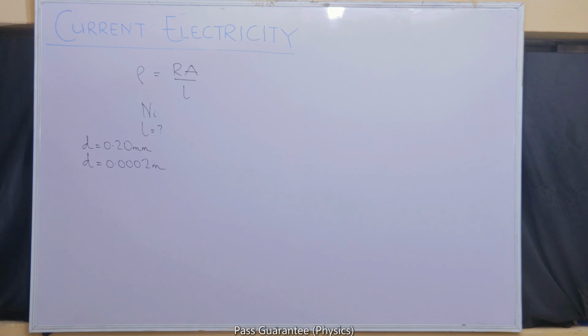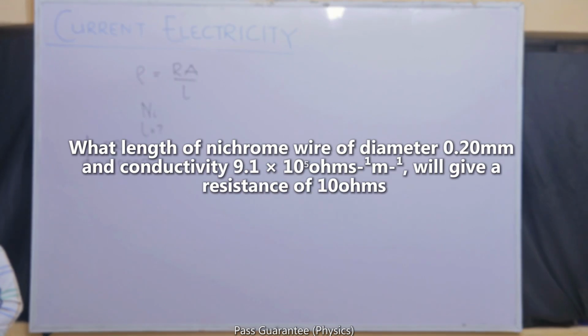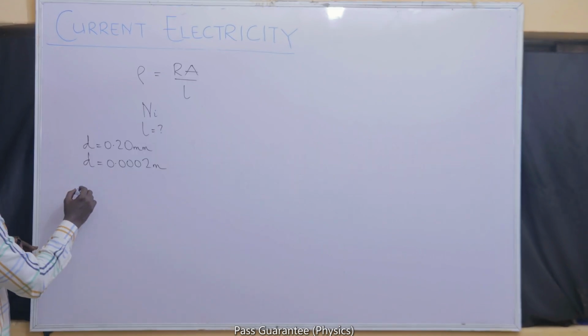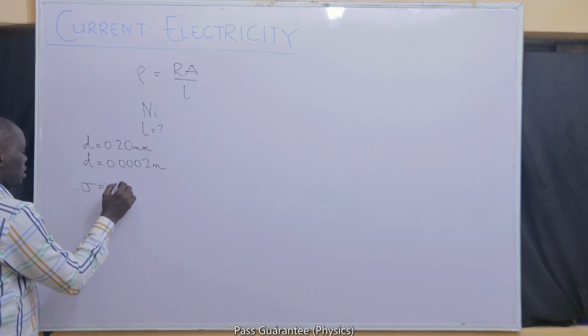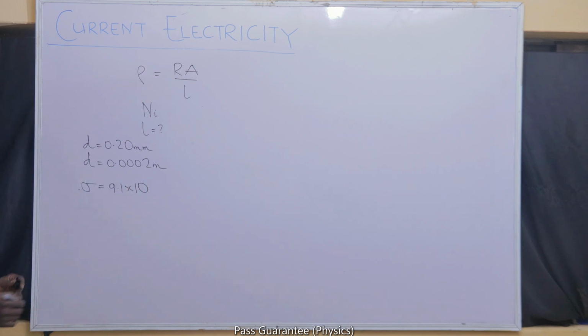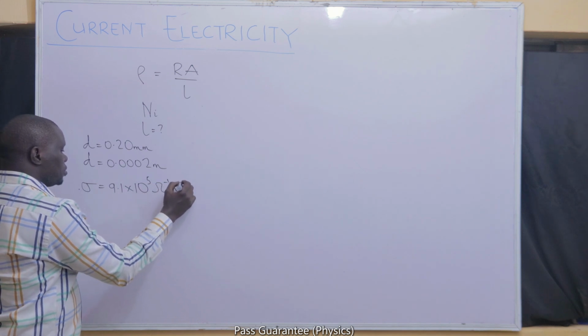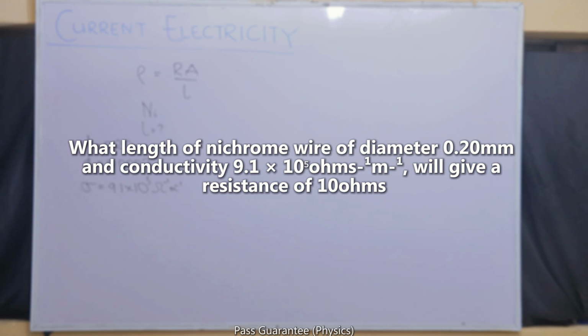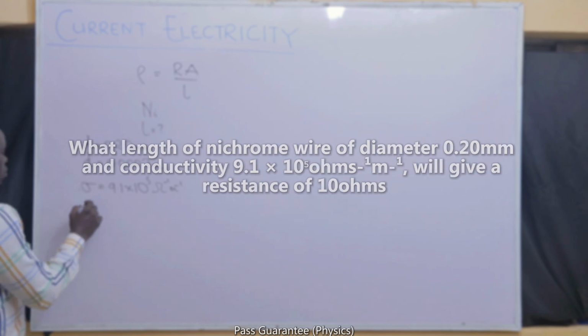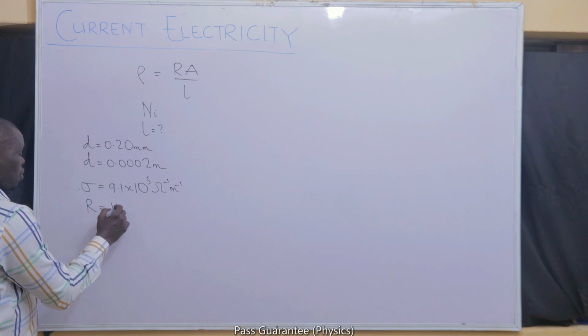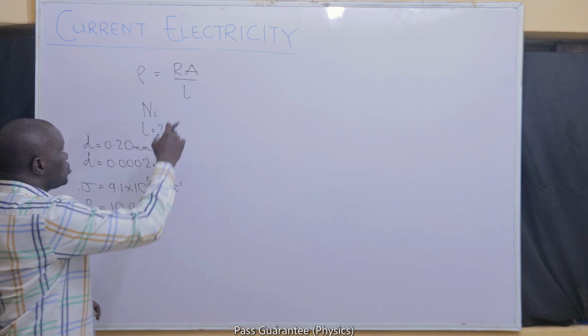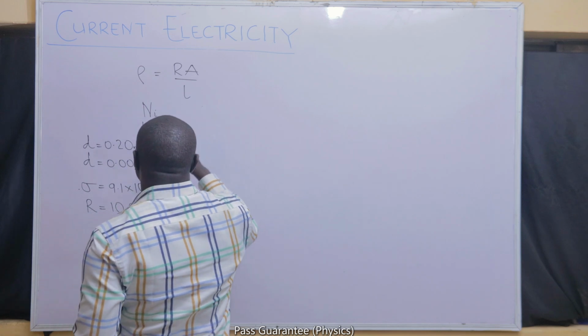Now, what length of nichrome wire of diameter 0.20 millimeters and conductivity 9.1 times 10 raised to power 5 per ohm per meter will give a resistance of 10 ohms? To do this, all I need to do is to make the length that I need to find the subject of the formula in this equation.